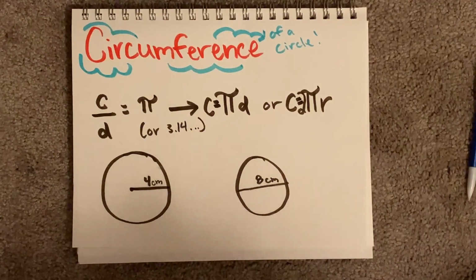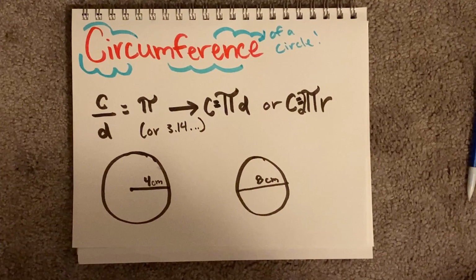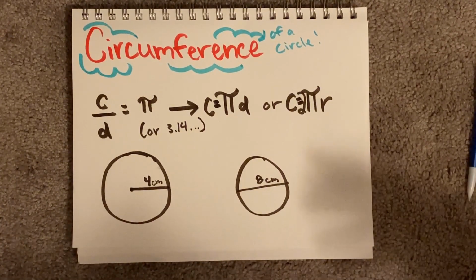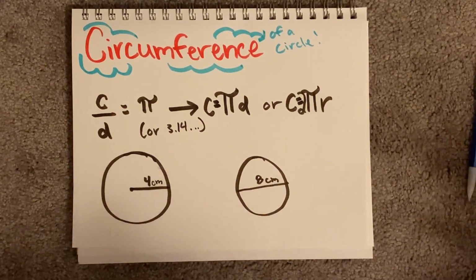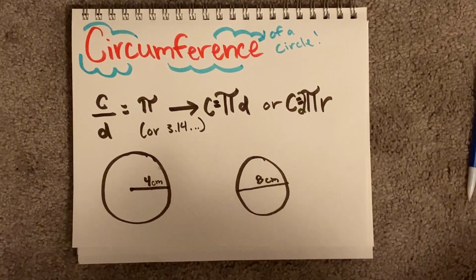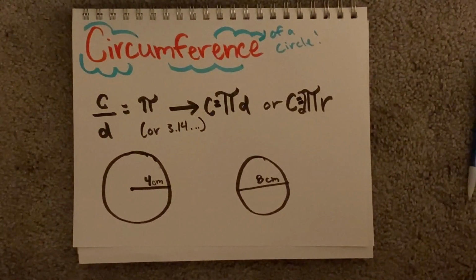Okay, now let's review going over the perimeter and areas of circles. 2 of the most important formulas that we're going to go over are actually going to be circumference and area. First, we're going to go over the circumference of a circle. So for the circumference of a circle, it's going to be the circumference over the diameter equals pi. So that's going to be the circumference divided by the diameter, which equals pi, or 3.14.